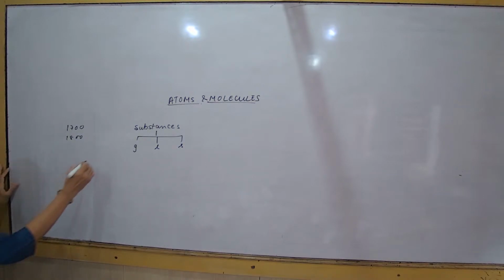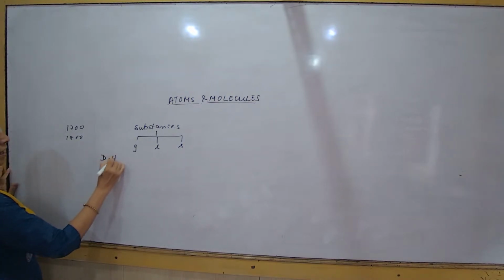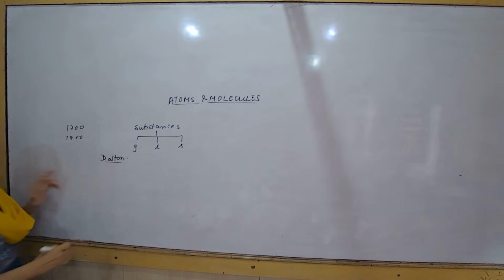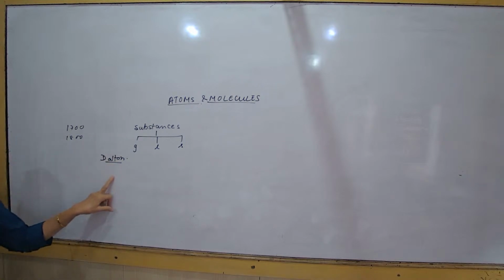And the earliest type of explanation was given by this scientist. He's an English physicist, Dalton. You must have come across Dalton, yeah? He was the one who understood that a substance can actually be made up of smaller and smaller particles. Correct? So he gave certain postulates.